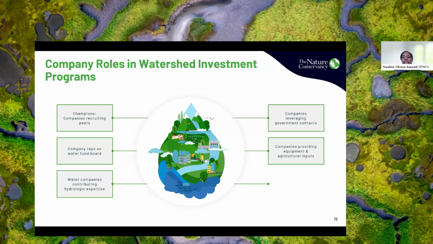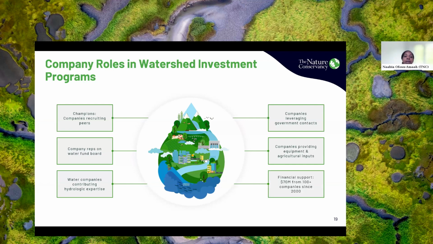We've also seen companies provide in-kind assistance. So they may be providing equipment or agricultural inputs. For example, there might be seeds that are needed for the planting activities that are being done. And so companies can engage from an in-kind perspective related directly to the nature of their business.